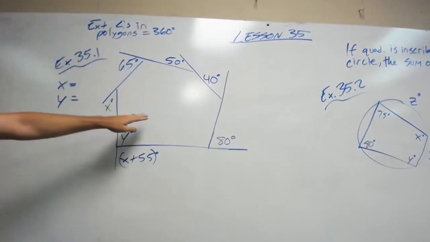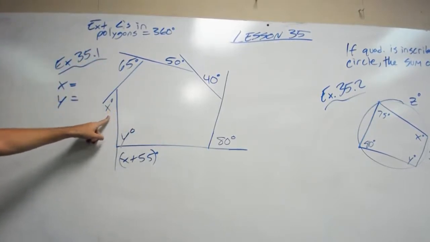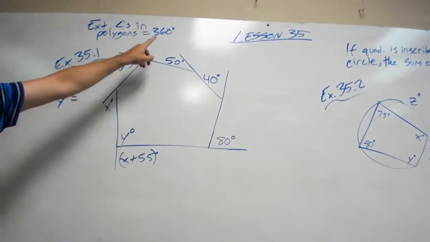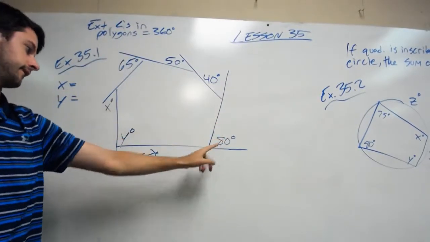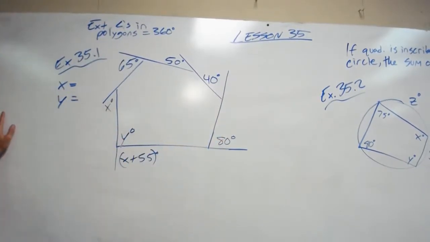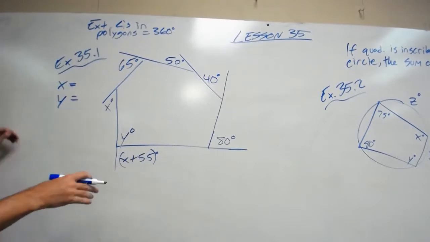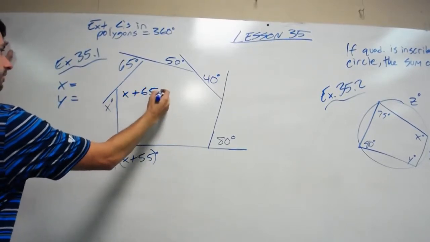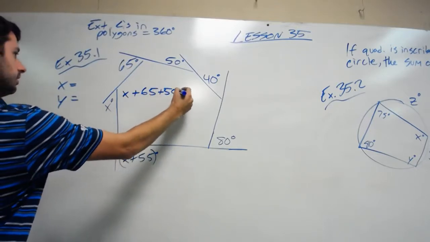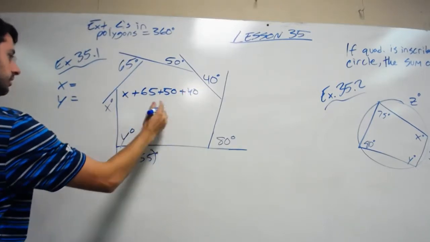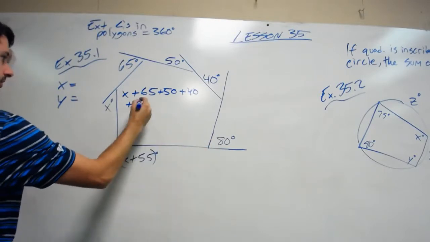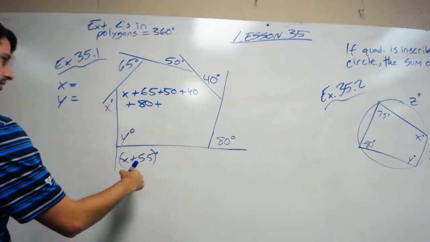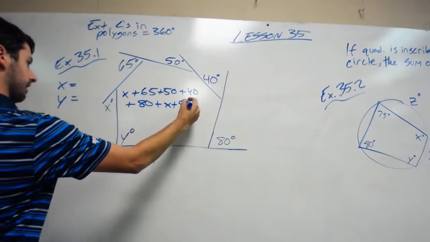So in this polygon, we have an exterior angle here, and so on and so forth. Those are all your exterior angles. All those add up to be 360. So I'm just going to put it in right here. x plus 65 plus 50 plus 40 plus 80 plus x plus 55 equals 360.